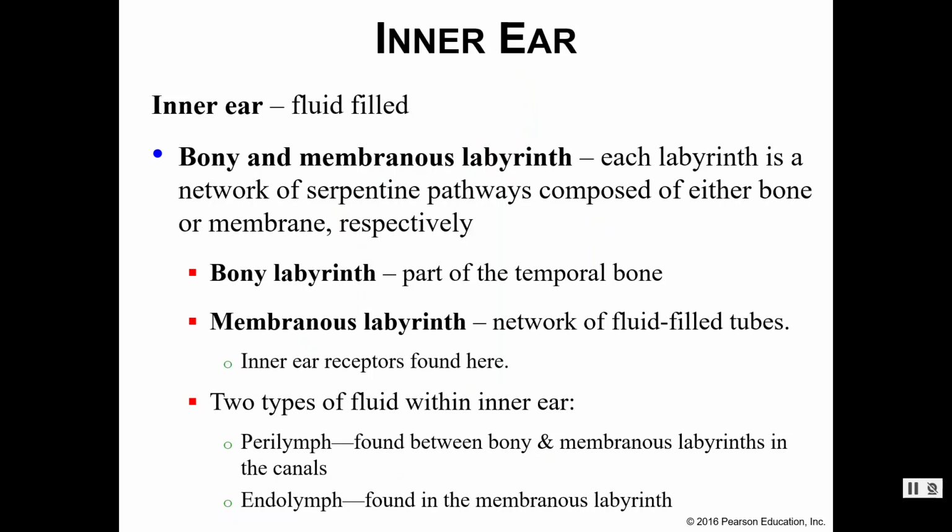Now we've officially gotten into the inner ear. Okay, this is fluid filled, as I mentioned. We have two main components here, bony and membranous labyrinth, which is kind of a hard word to say repeatedly. A labyrinth is basically kind of like a maze. It's a network of serpentine pathways, which all these wonderful adjectives floating around. So everything's kind of twisty and turny. We've got a bony labyrinth and a membranous labyrinth. And guess what they're made of? Bones and membranes. I know, pretty good name.